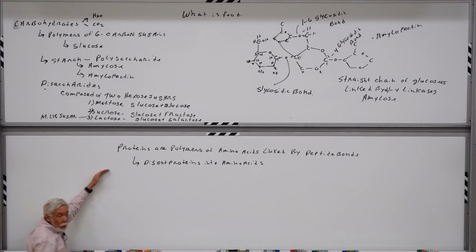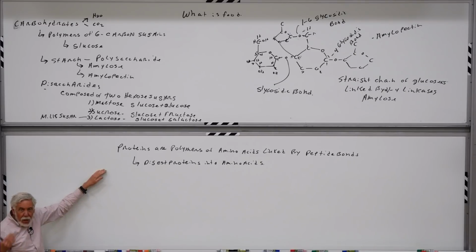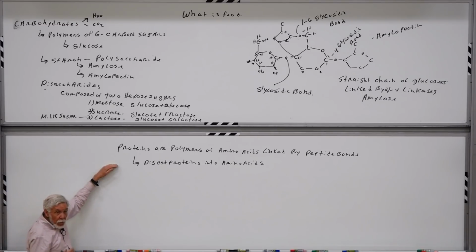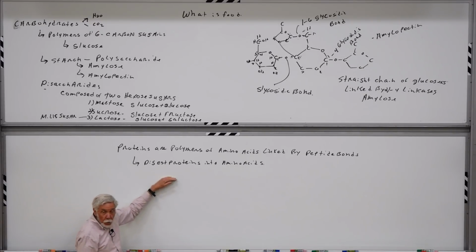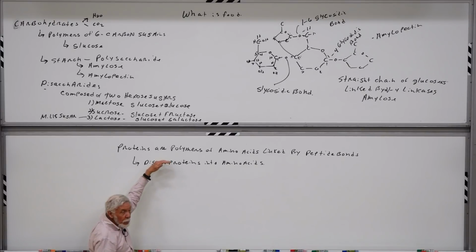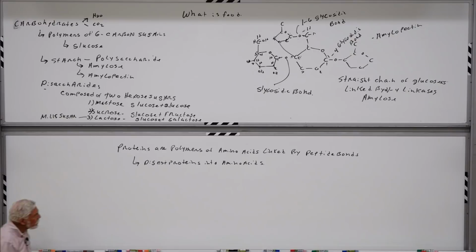Another example of how we take in these polymers, these great big molecules, and we eat them as big molecules, but then in the process of digestion, we break them down into their component parts. The component parts are amino acids for proteins and glucose for the polysaccharides.